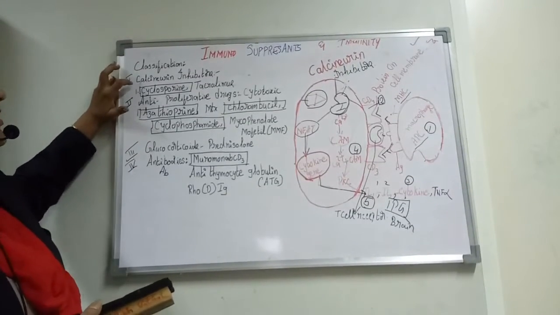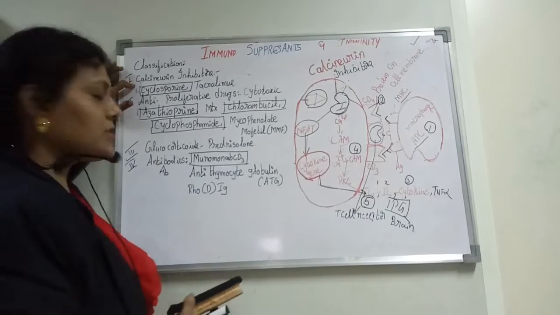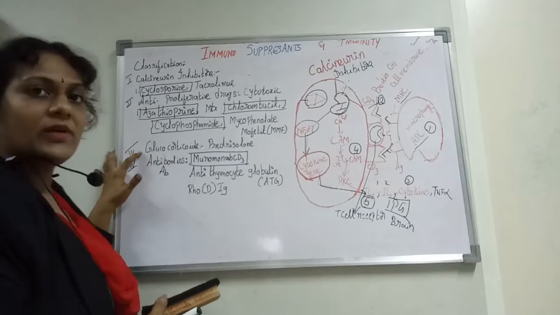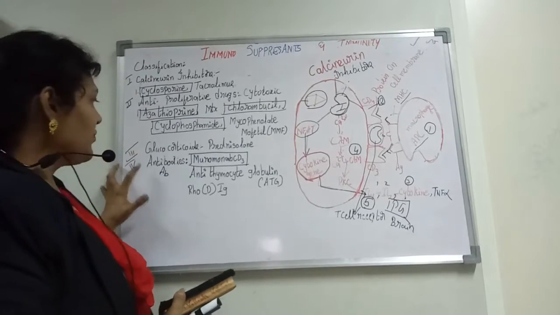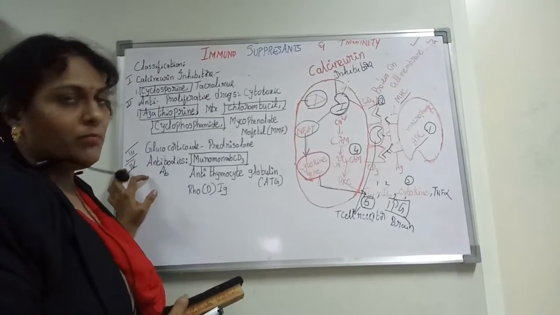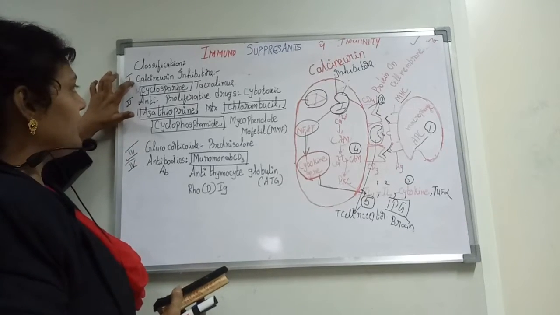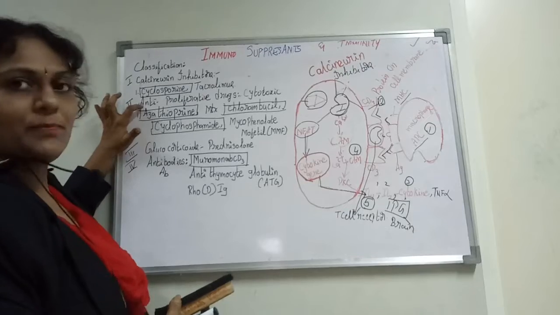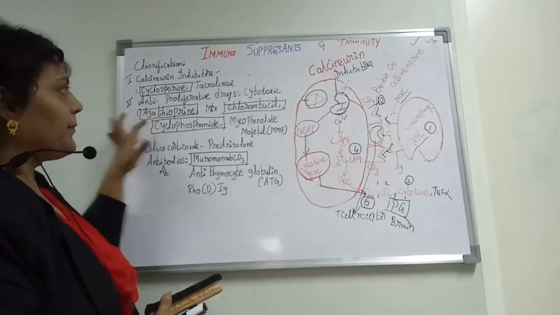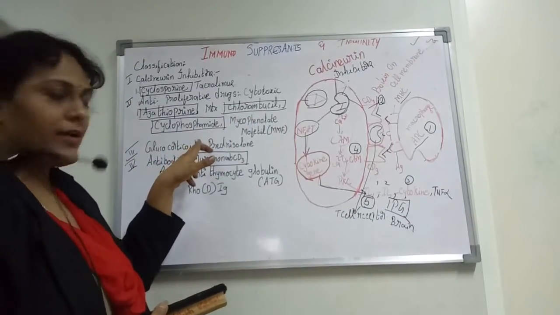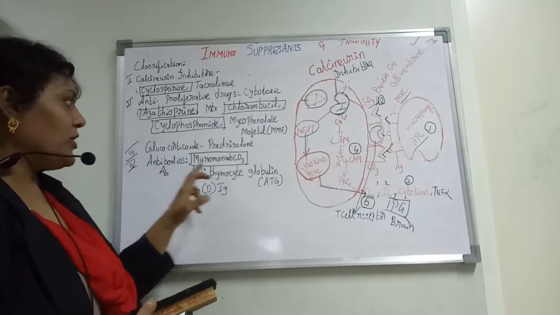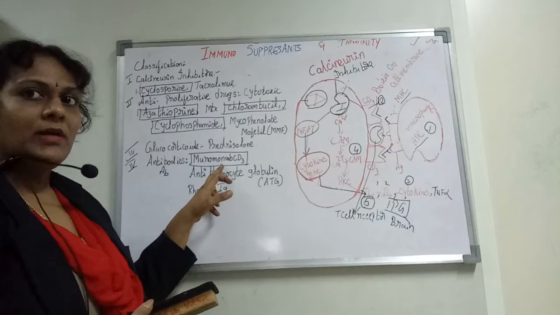The first classification is the calcineurin inhibitors. The second one is called anti-proliferative drugs. The third one is glucocorticoids. And the fourth one is antibodies. Out of these, the calcineurin inhibitors are cyclosporin and tacrolimus. The anti-proliferative drugs are azathioprine, chlorambucil and cyclophosphamide. The glucocorticoid is prednisolone, and the antibodies are muromonab and CD3.